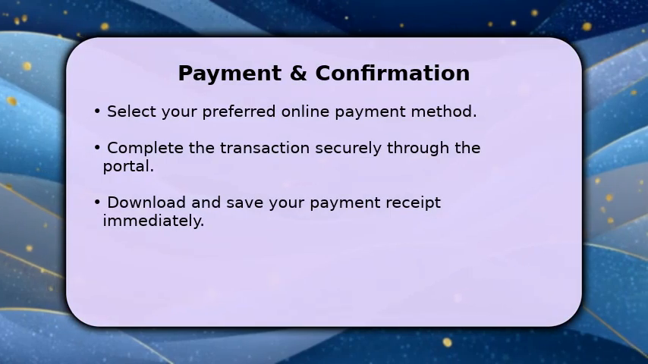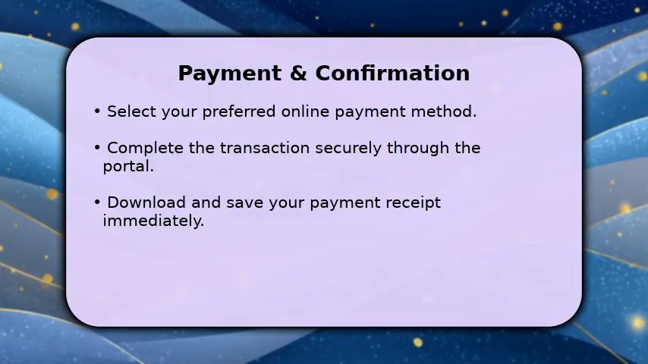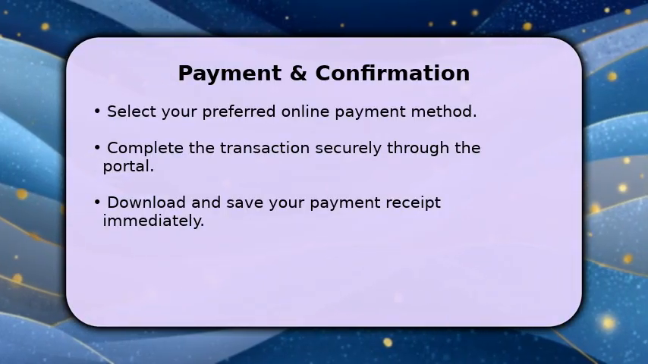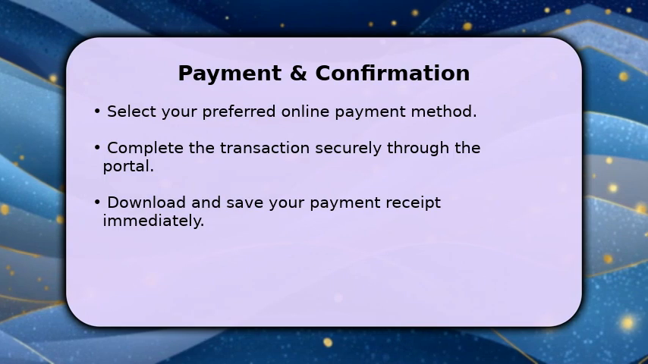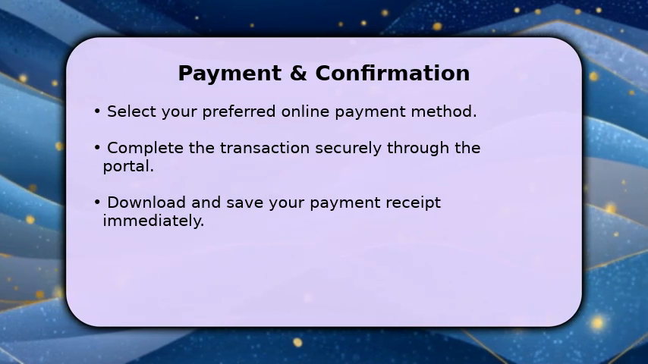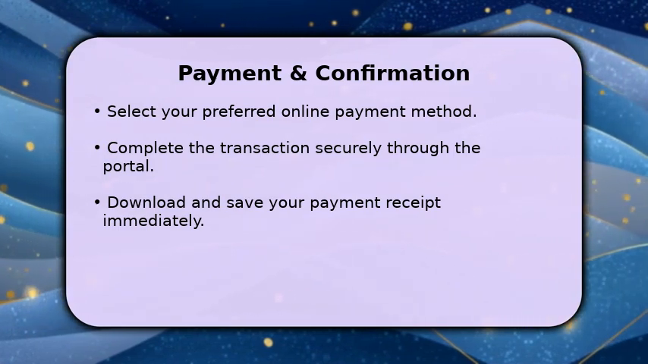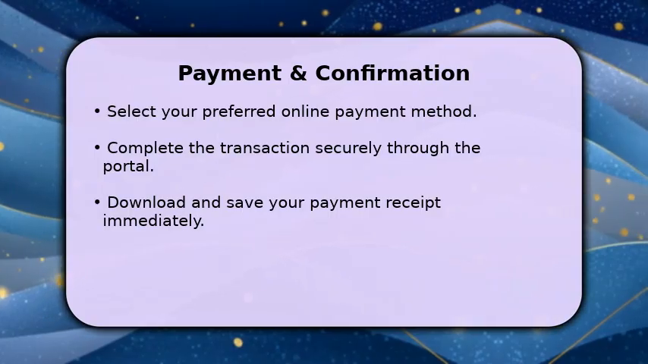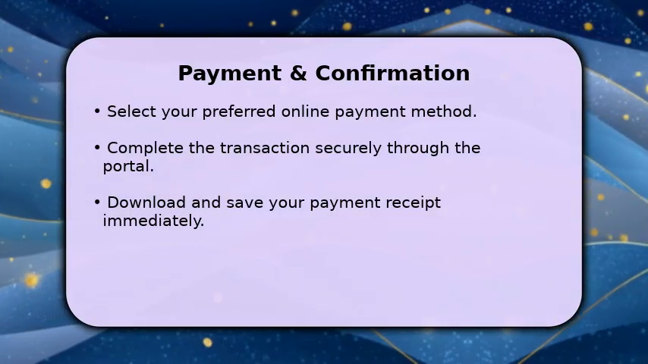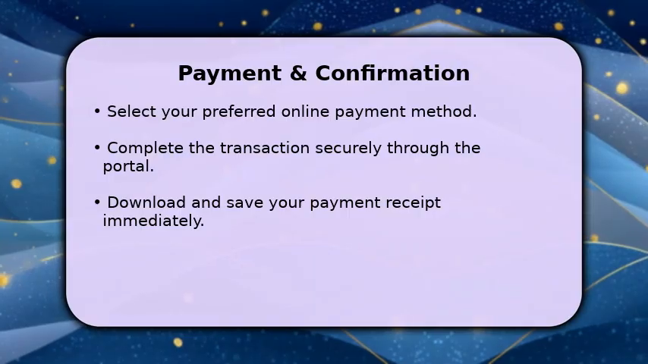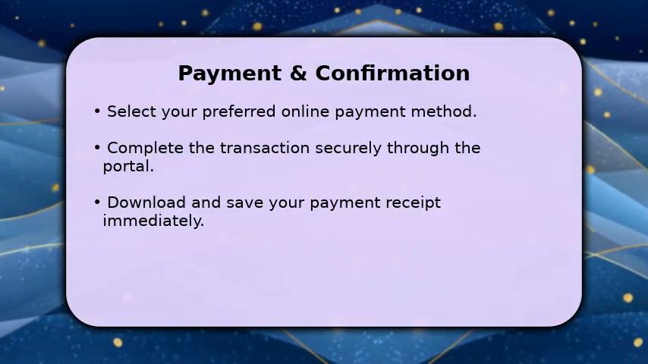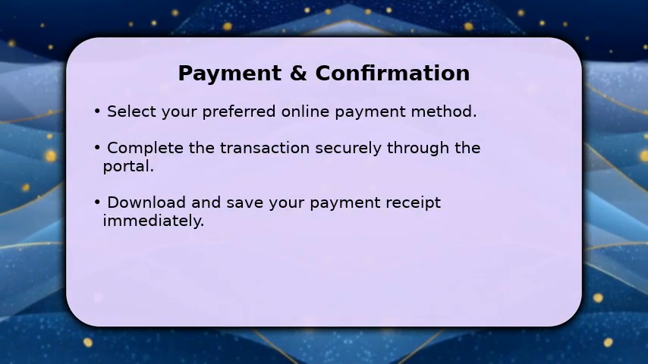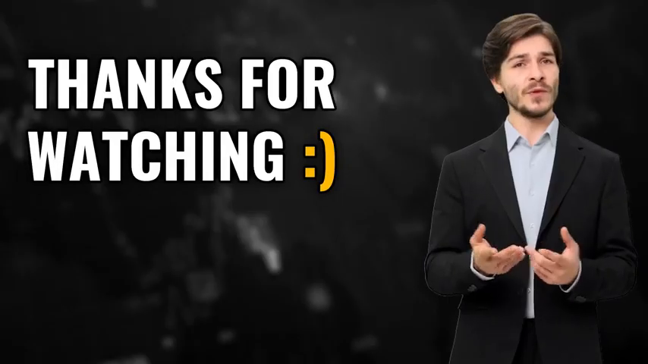Once you've reviewed your tax details, select your preferred online payment method, such as net banking or a debit card. Proceed to complete the transaction securely through the portal. After a successful payment, immediately download and save your digital payment receipt for your records. It's a good practice to check the payment status on the portal again after a few business days to confirm it's fully processed.